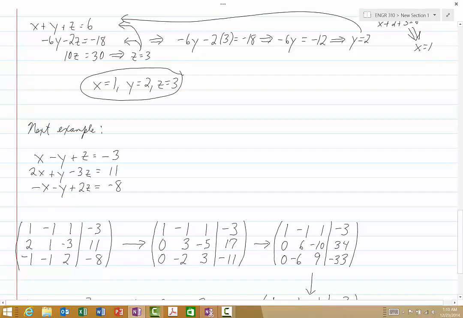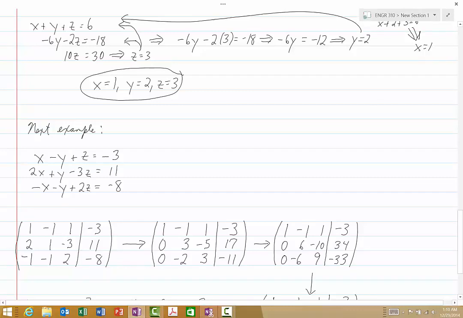And so to get rid of the 2, we add negative 2 times the first row to the second row. Negative 2 times 1 is negative 2, and 2 is 0. Negative 2 times negative 1 is 2, plus 1 is 3. Negative 2 times 1 is negative 2, and negative 3 is negative 5. And negative 2 times negative 3 is 6, plus 11 is 17.